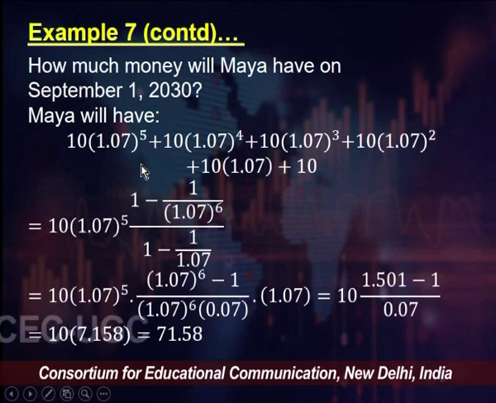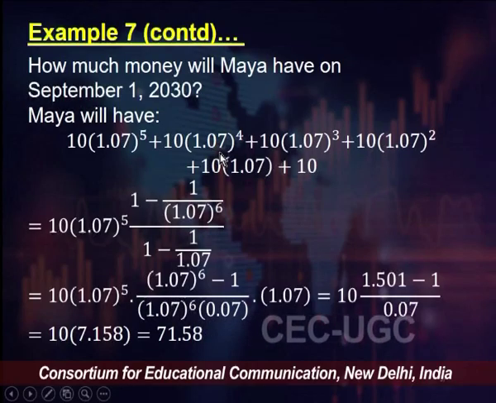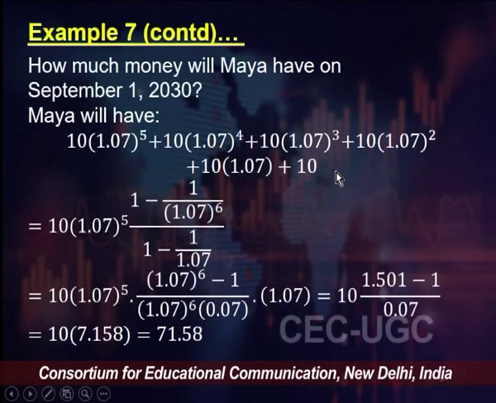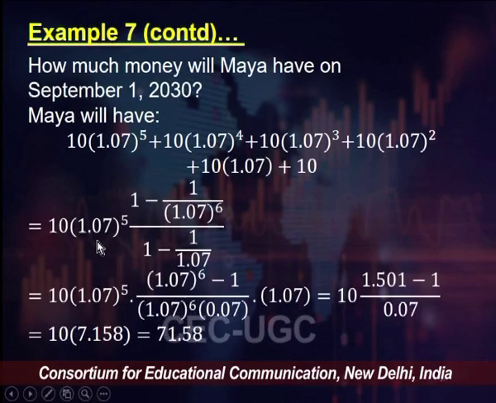After 5 years, which is in 2030, the 4-year FD will yield 10 times 1.07 to the power 4, the 3-year FD 10 times 1.07 to the power 3, and so on. And this year you have 10 lakhs. So, all this money is going to be generated in 2030 for Maya to be able to purchase her house, and let us see how much that amounts to.